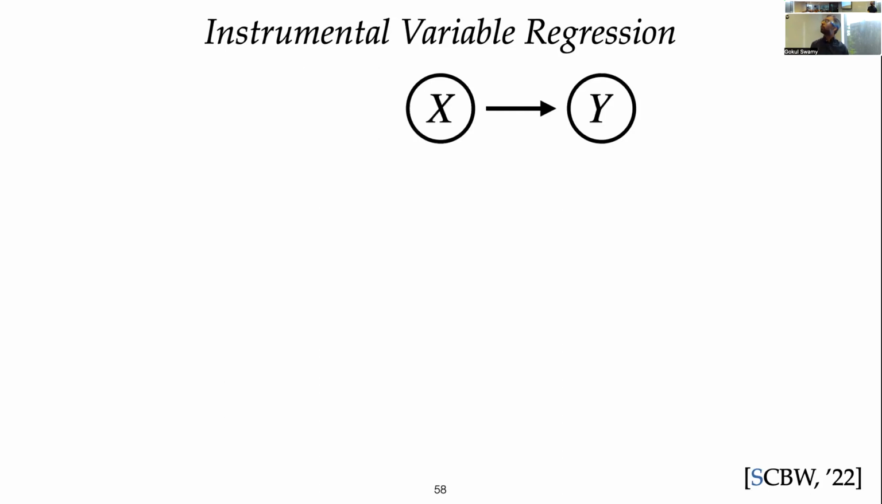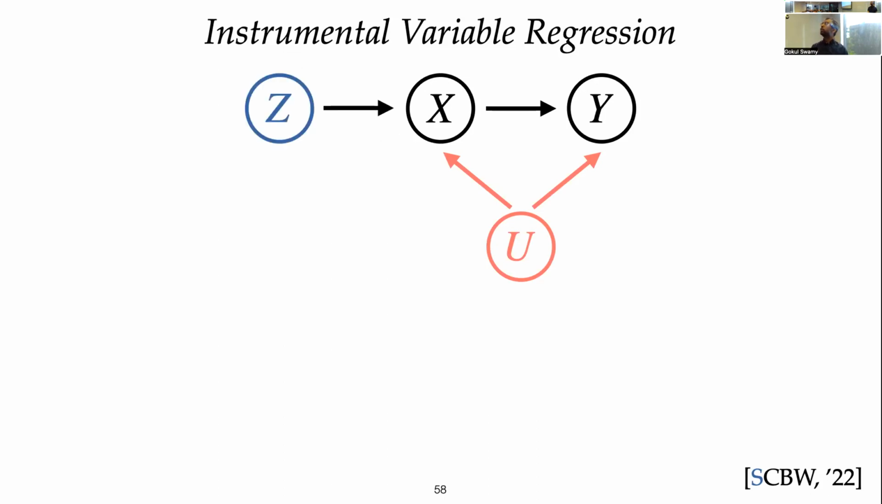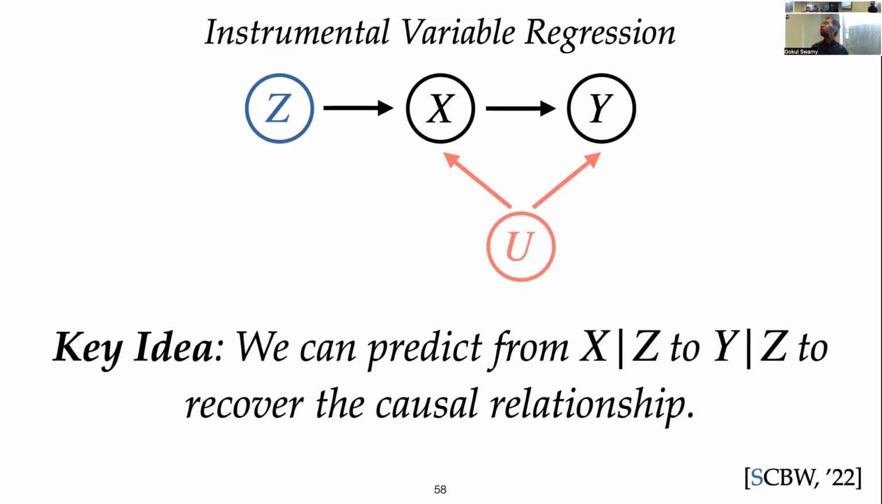I'm going to go through this at a very high level. So let's say there's some x and y we're trying to predict a relationship between, both of which are affected by some unobserved confounder u. Ideally, we'd like to do a randomized control trial on X. But if we don't have the ability to perform interventions and just have observational data, we can get a similar effect by conditioning on an independent source of randomness, which we call an instrument, and here is denoted as Z. So the key idea of IVR, in a very vague sense, is that we can predict from X conditioned on Z to Y conditioned on Z to recover the causal relationship.